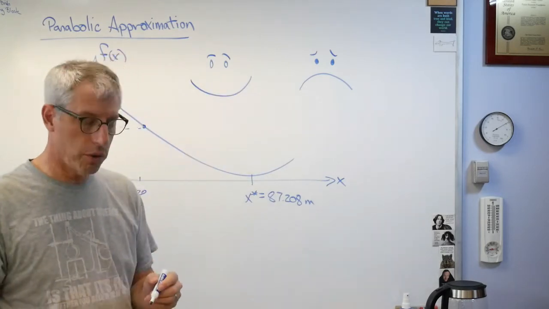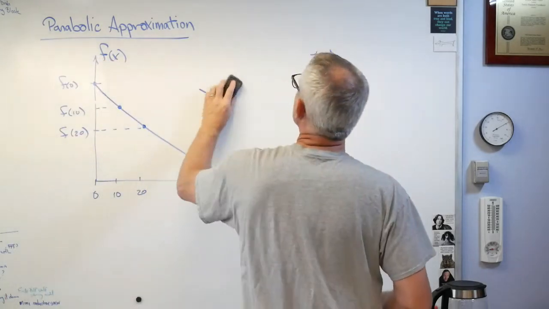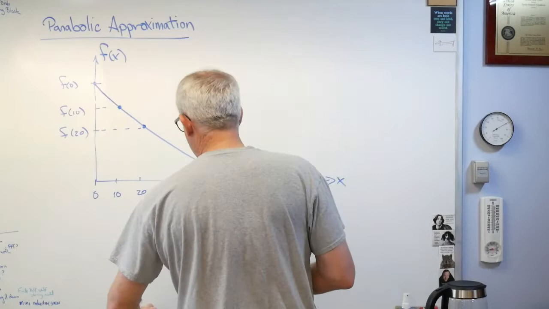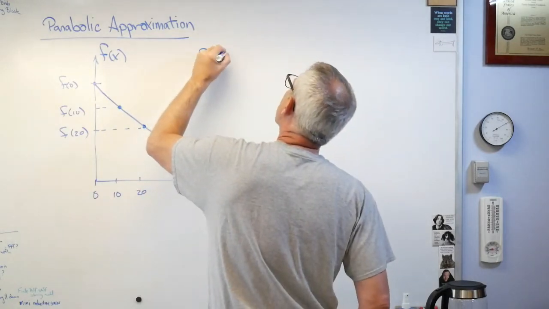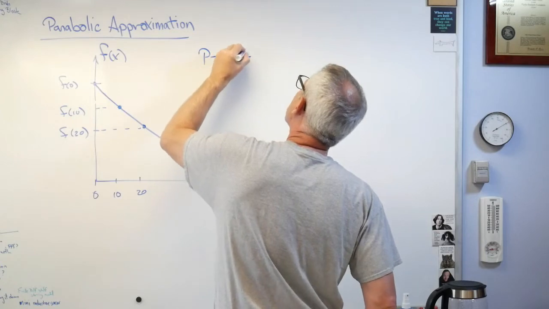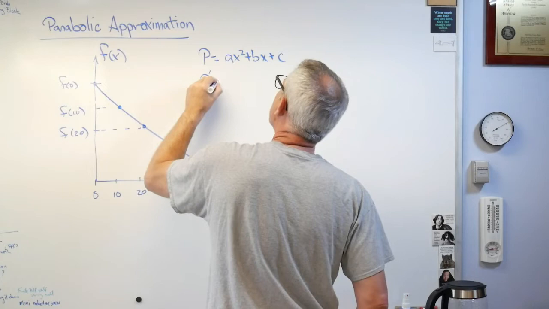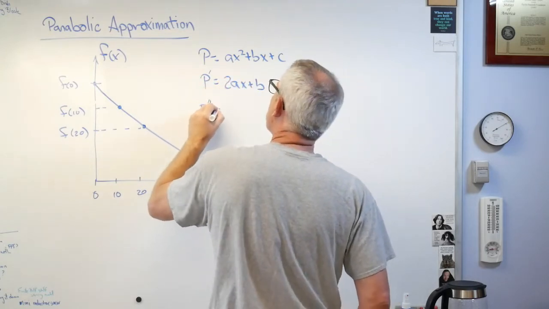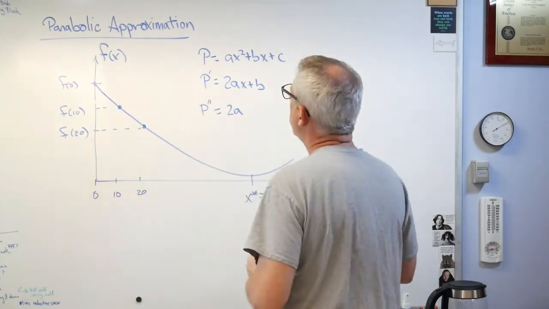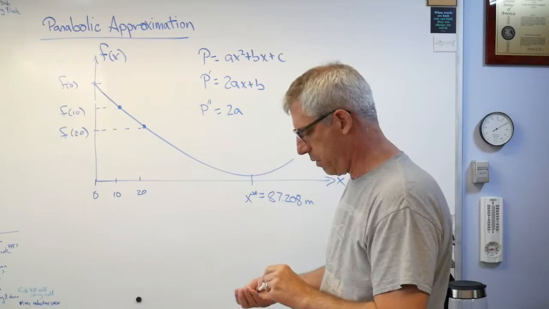It's got positive curvature. That means there is a minimum. We can just write it down. So let's talk about what positive curvature would look like. If P is ax squared plus bx plus c, then P prime is 2ax plus b, then P double prime must be 2a. Well, if a is greater than 0, we're good to go. All right, so that's where we're going to go with this.